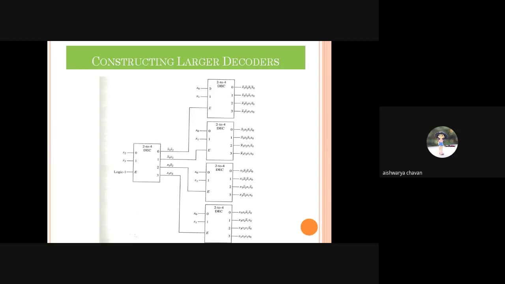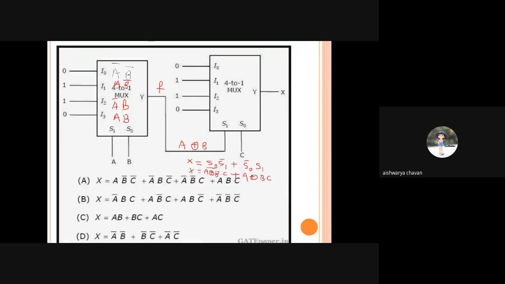Now like the mux tree and demux tree, you can also design a decoder tree. Here a 4 to 16 line decoder is constructed from 2 to 4 line decoders. This is a 2 to 4 line decoder, all these are 2 to 4 line decoders, and from these we are designing the 4 to 16 line decoder. Easily you can design a decoder tree also.